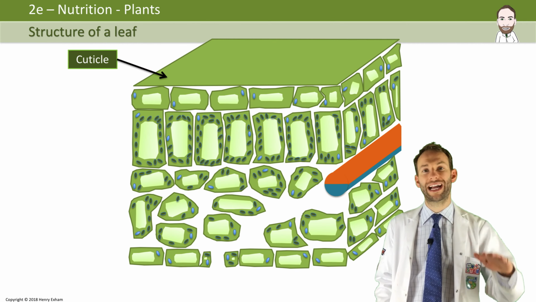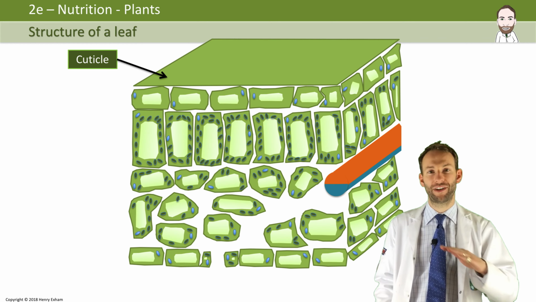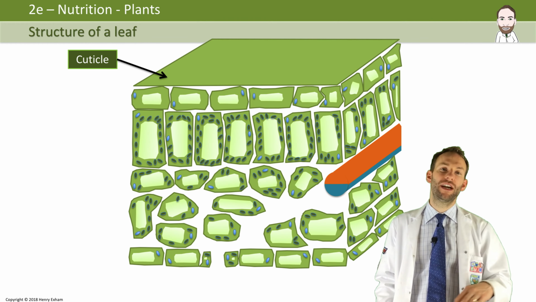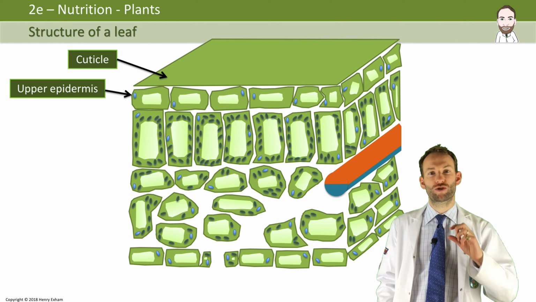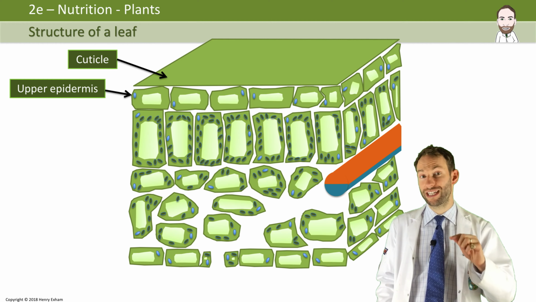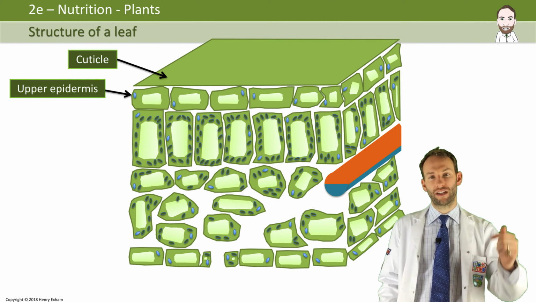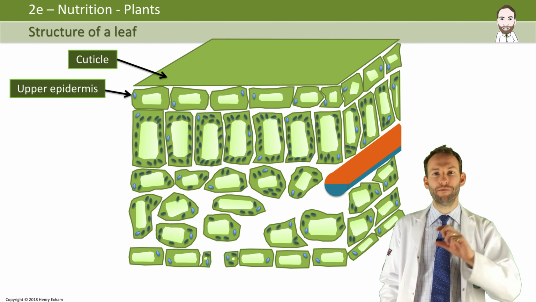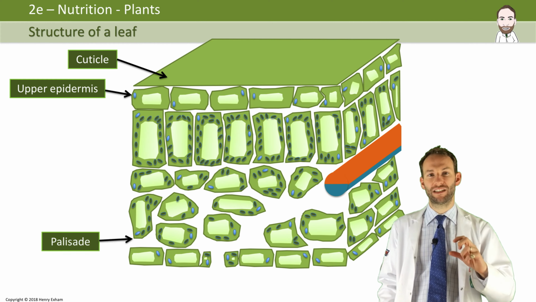Now on the top we've got the waxy cuticle. It's a waterproof barrier that covers the top of the leaf. And then underneath that you've got the upper epidermis, which is transparent. Those are cells, as you can see, they do not have chloroplasts in. The light goes through there and it hits the main layer, the palisade mesophyll layer.